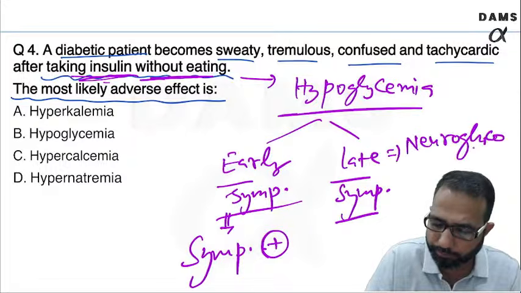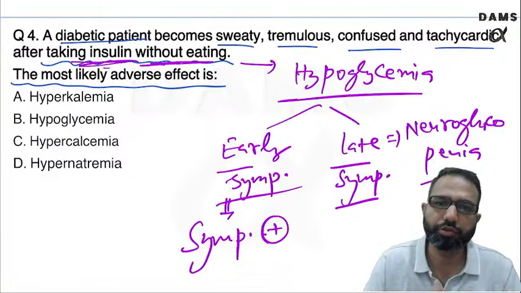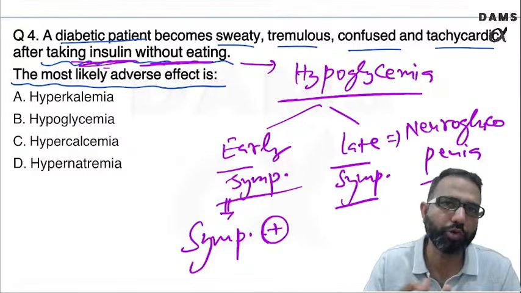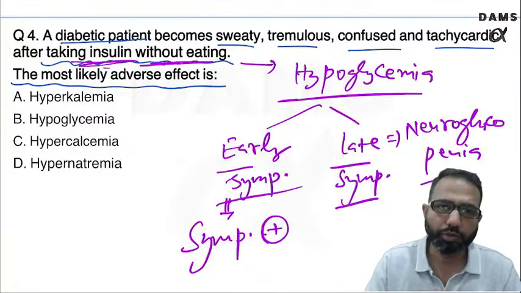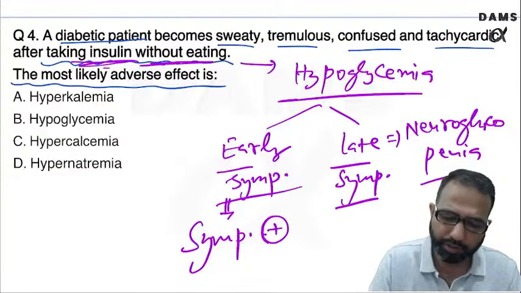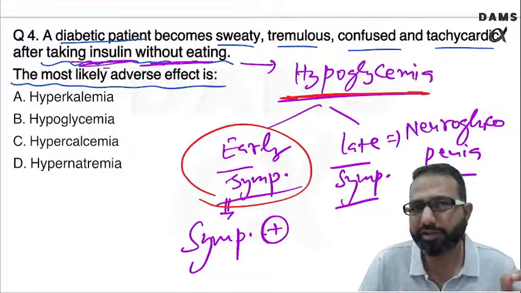Neuroglycopenia. So the neurons are having low glucose, because the brain is using the glucose. And then there will be confusion, disorientation, coma. So if the patient is having these symptoms, that means the patient is having hypoglycemia. These early symptoms are called warning signs of hypoglycemia.